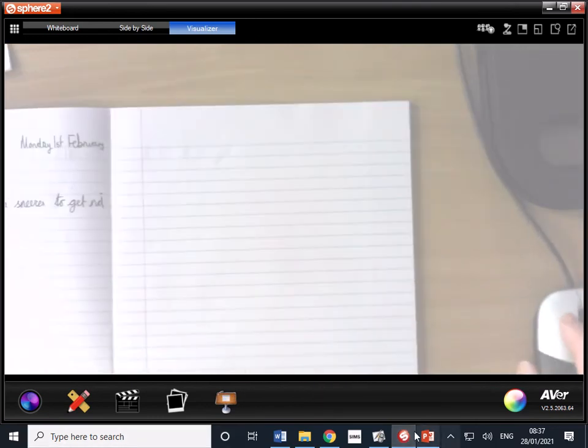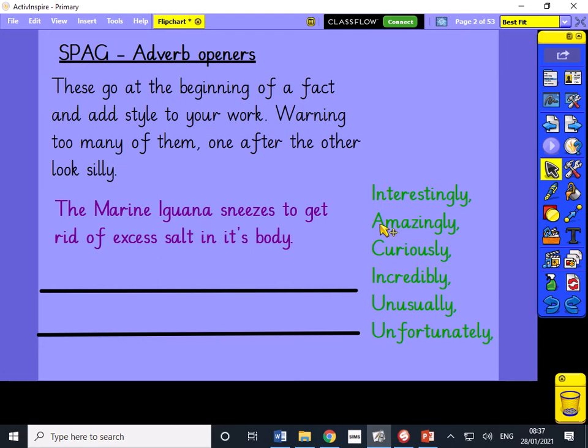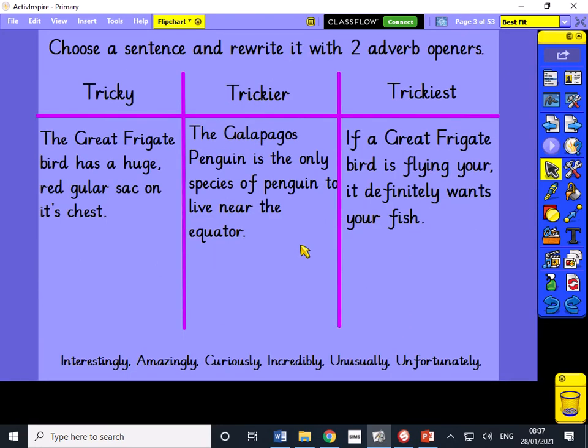Okay, so now that you've seen me show you that, remember the adverb goes at the start. What I would like you to do now is choose a sentence and rewrite it, not with one, but with 2 adverb openers. Okay, so there's some sentences here. You only need to pick one of them. You don't need to do all 3. I mean, you can do if you like, if you feel like challenging yourself. So just pick one of them and pick 2 of these from the bottom that work with each one and write it in your book just like I've done.